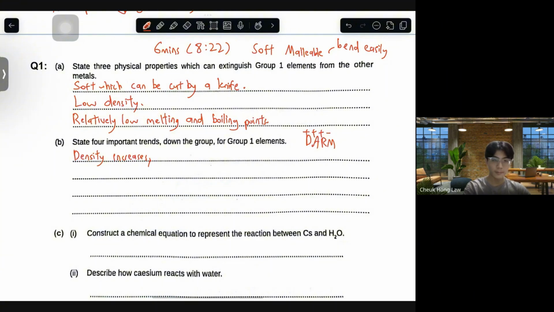Second is A, which is atomic radius or atomic size. Both are accepted. So atomic radius increases. The third one, R, is reactivity. The reactivity of your group 1 elements increases down the group. M is melting and boiling point. There's a minus on top, so melting and boiling point decreases down the group.